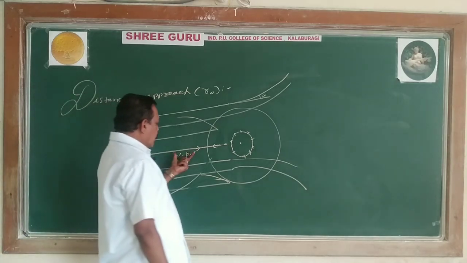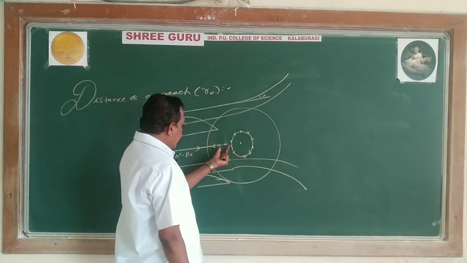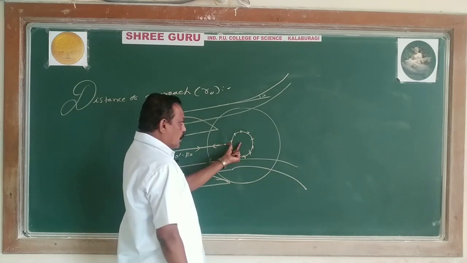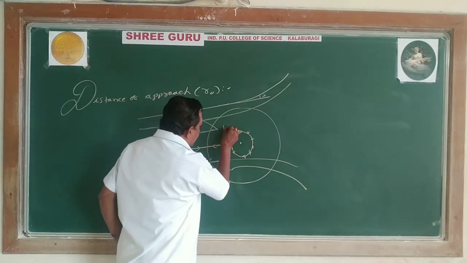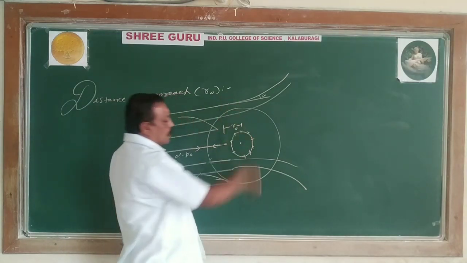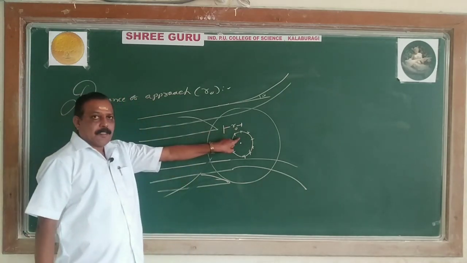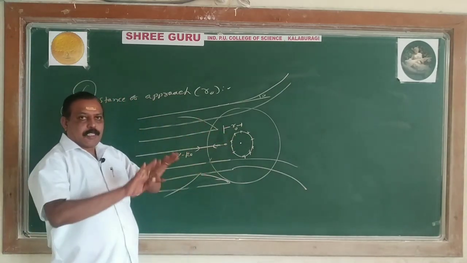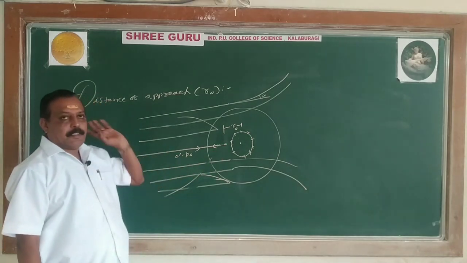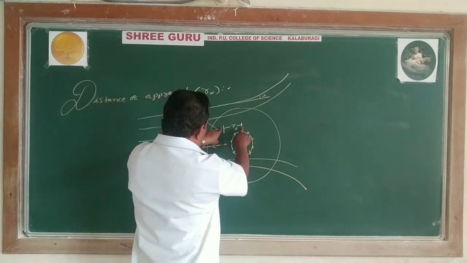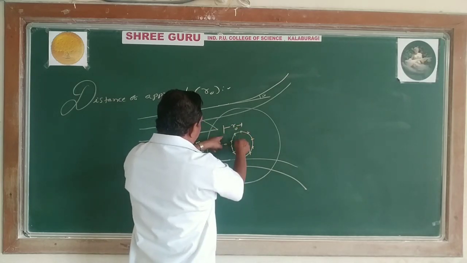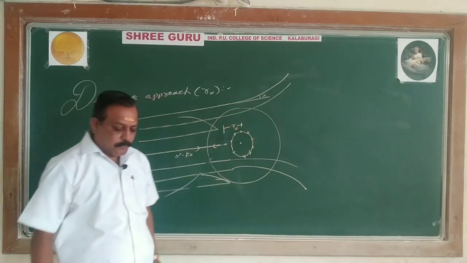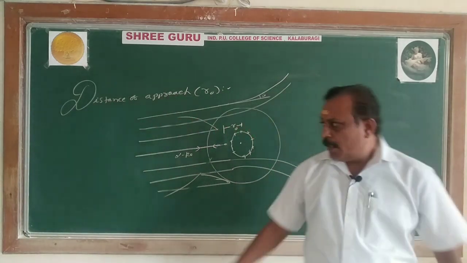The closest distance between the alpha particle and the center of the nucleus, where the alpha particle retraces back, is called the distance of approach. I call this R naught. It is ready to approach, but because of the strong electrostatic force, it gets repelled. This closest distance from the center of the nucleus is the distance of closest approach. Now this alpha particle has mass m.